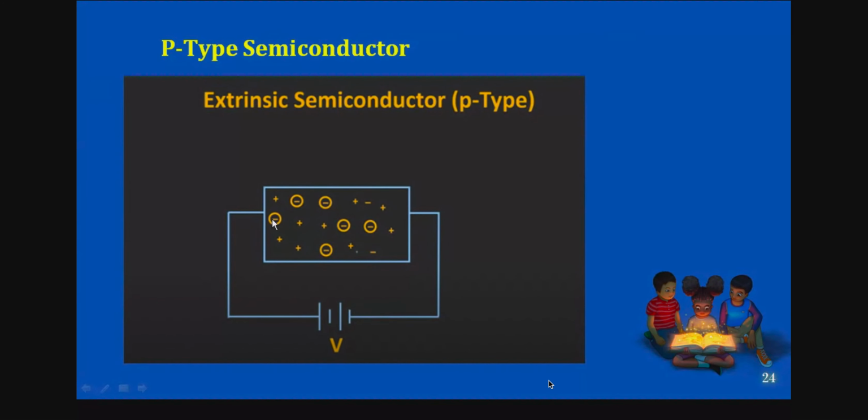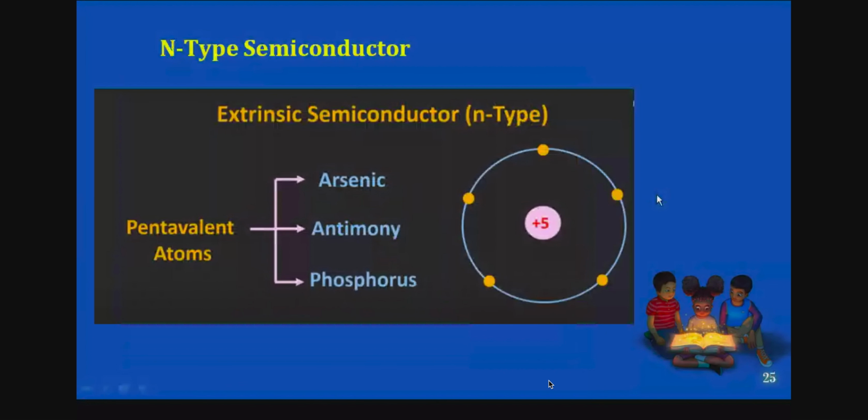But there is no mobility of immobile ions, isn't it? Now next, coming to the n-type semiconductor, we choose such metals, called pentavalent atoms. That means we have 5 electrons in their outermost orbit, isn't it? So you can see the list. First is arsenic, antimony, and phosphorus. These three are pentavalent atoms which are doped into silicon or germanium, isn't it?